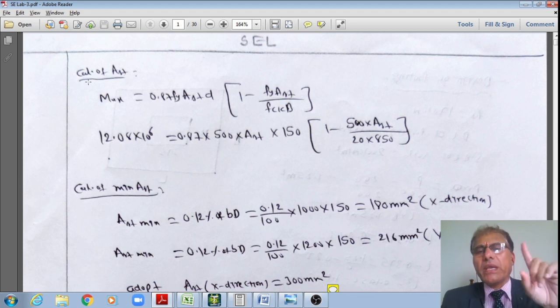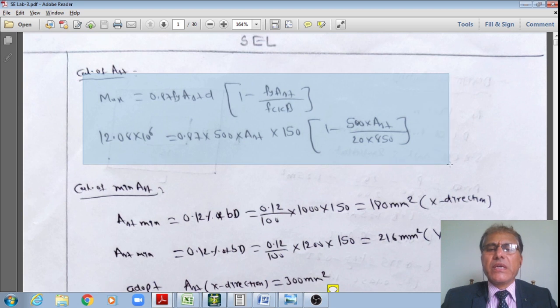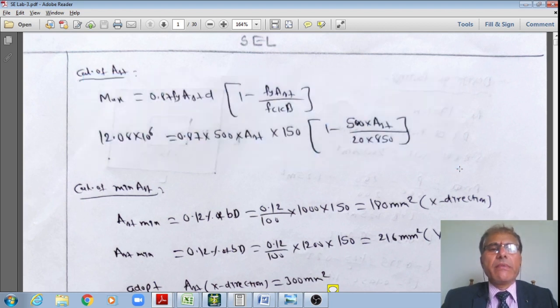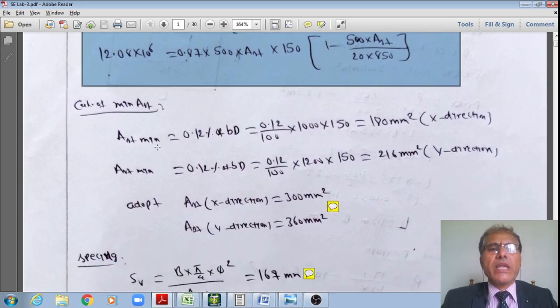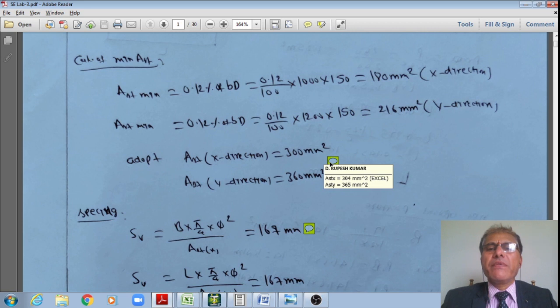Therefore, the section is under reinforced, and once the section is under reinforced, the steel will govern the design. Means the permissible stresses will reach in the steel first. Therefore, in such a case, the area of the steel is given by Mu is equal to 0.87 fy Ast d multiplied by 1 minus fy Ast divided by fck b, where b is equal to 1000 mm. Now I'll calculate the area of the steel using this formula, and also the minimum area of the steel, right?